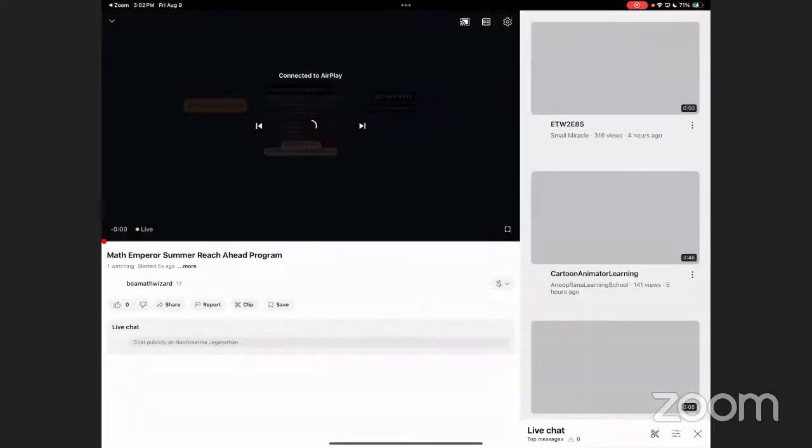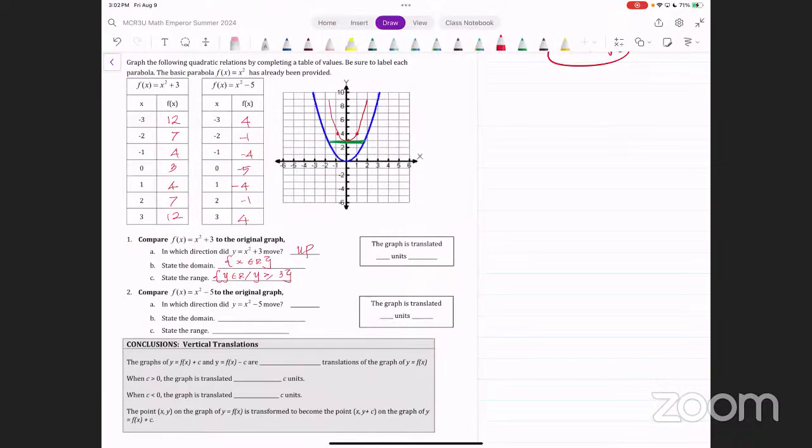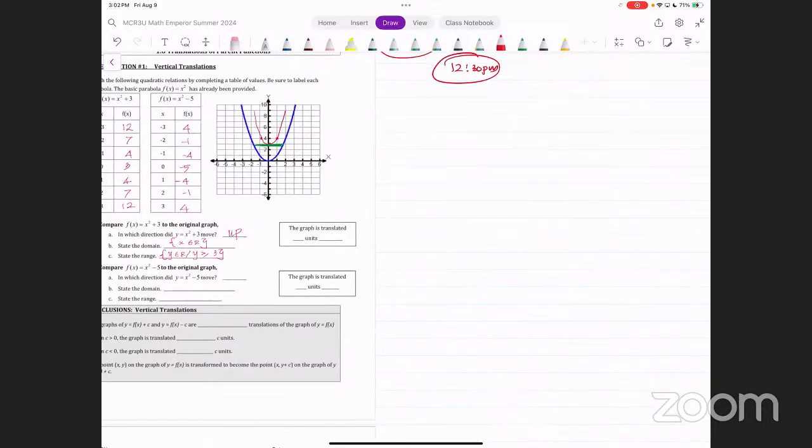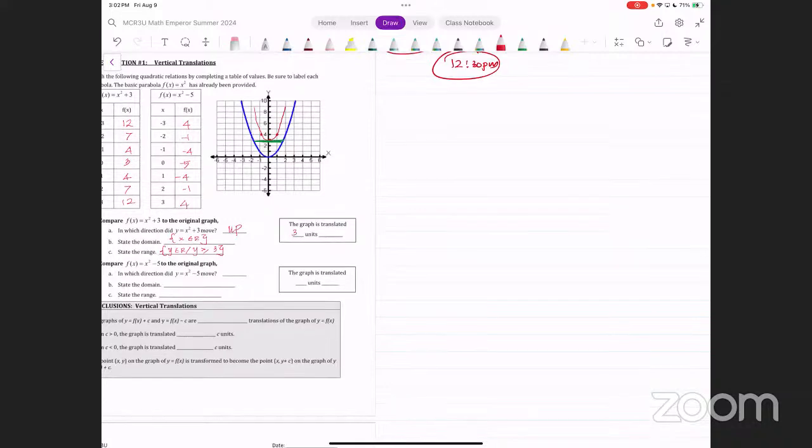It will be by itself. All right. So the graph is translated... Can you describe that, sir? The graph is translated 3 units up. You got it. Can you fill out the other one? You can graph it to get the picture.